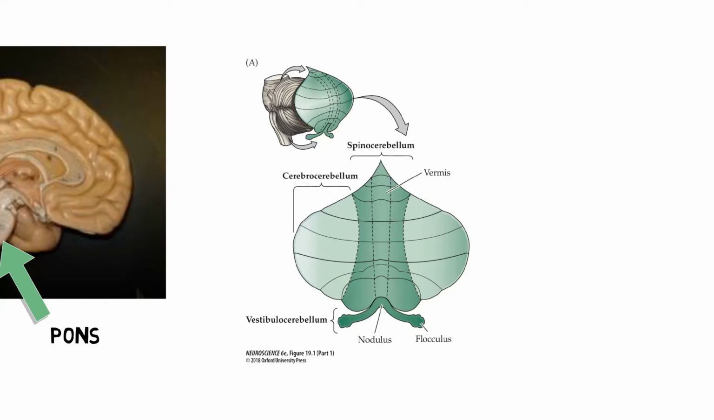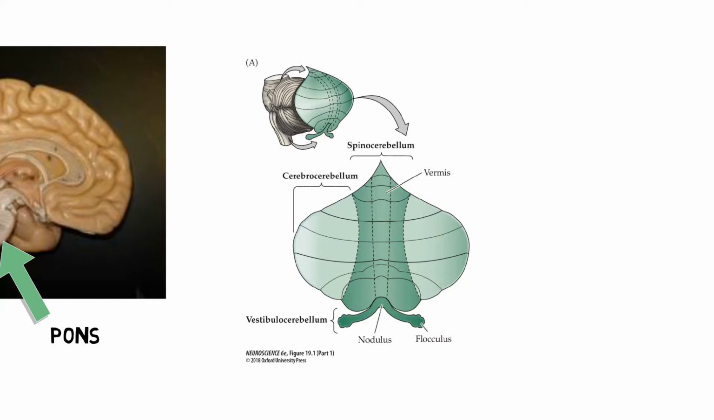The medial section is the spinocerebellum, and it is the only part of the cerebellum to receive input from the spine. It controls the movement in the distal muscles. The very middle of the spinocerebellum is the vermis, which controls the proximal muscles and some eye movements.